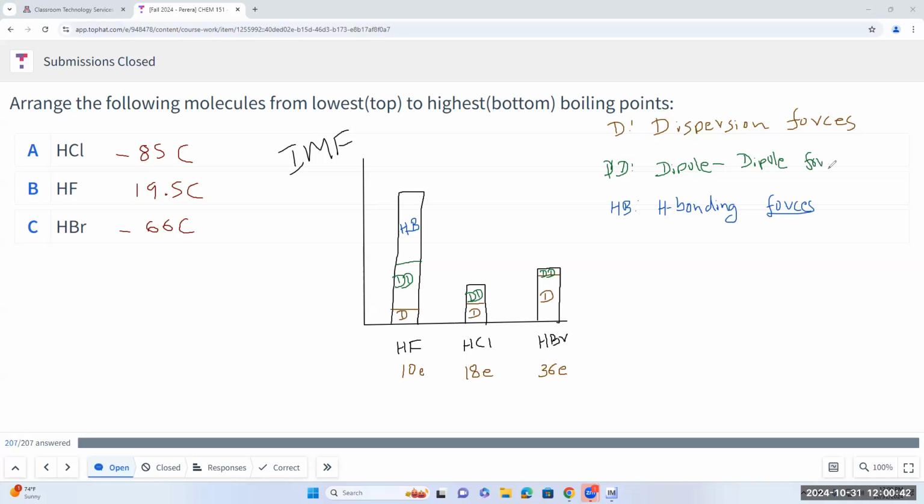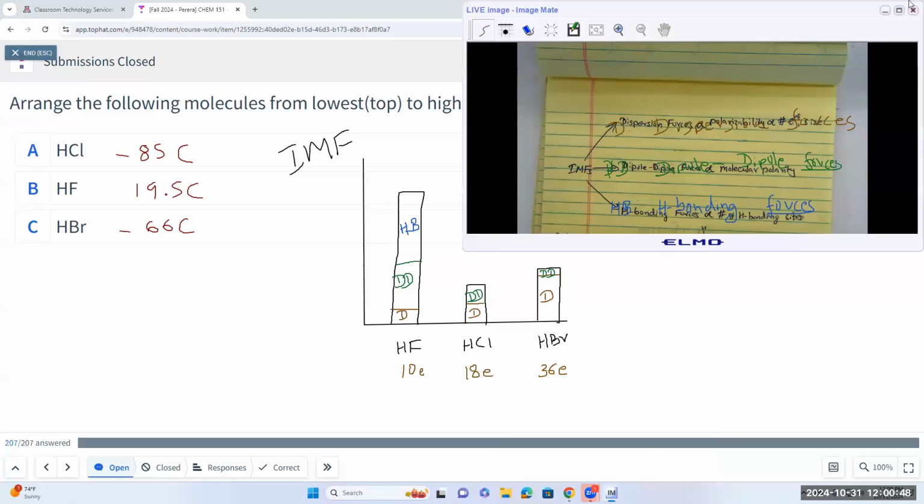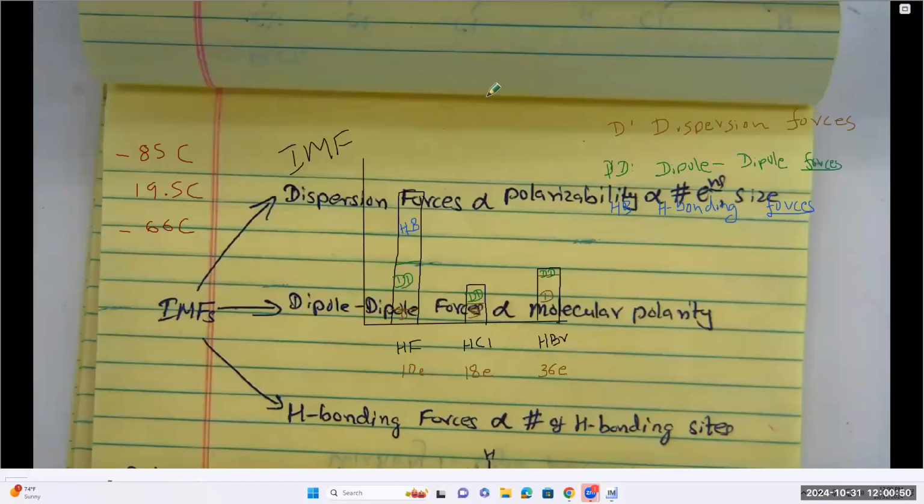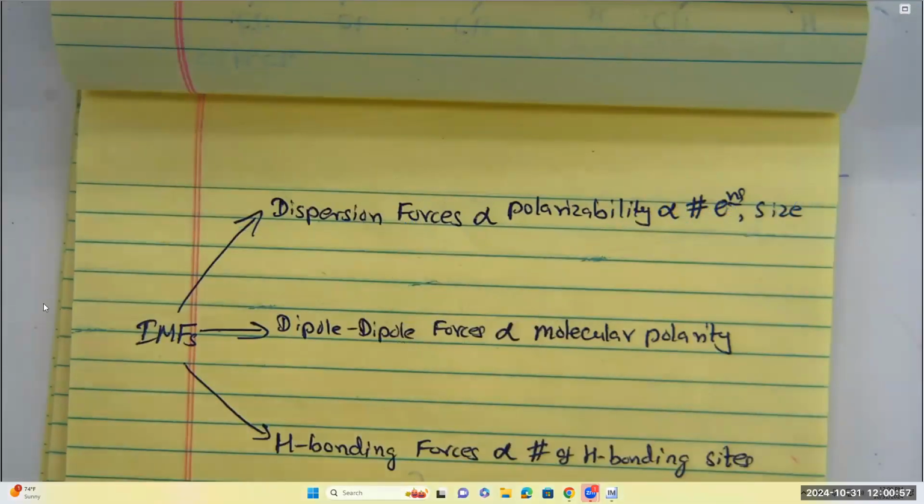Dipole forces. Okay. Now, just to complete our notes, I need to go back to my notebook for a second. Okay. Here we go. This is what we have in our notes. Oh, I need to clear the doodle for a second.